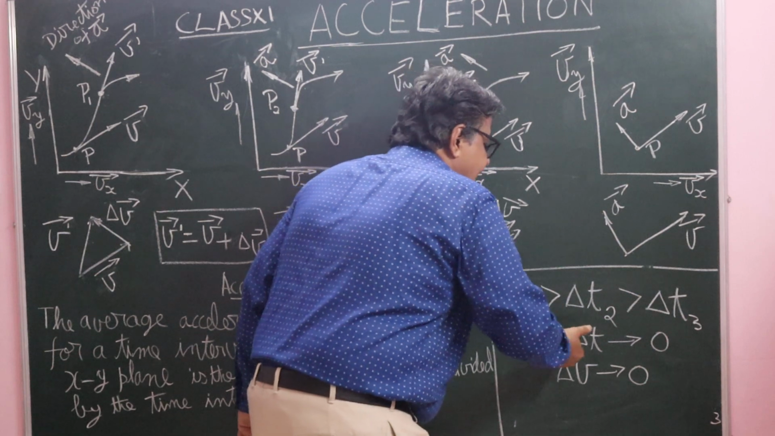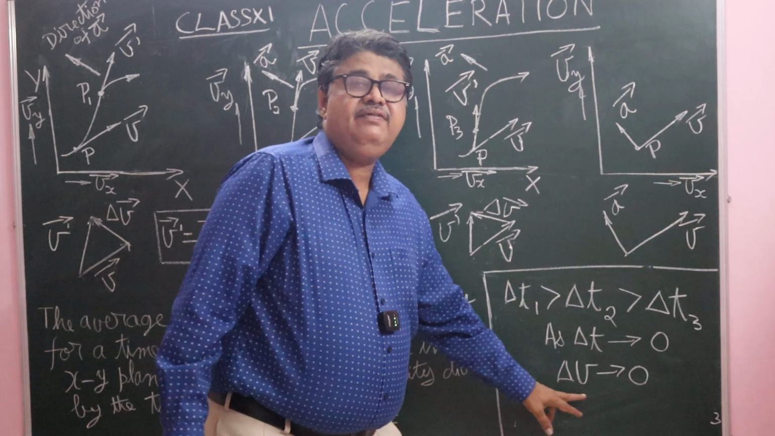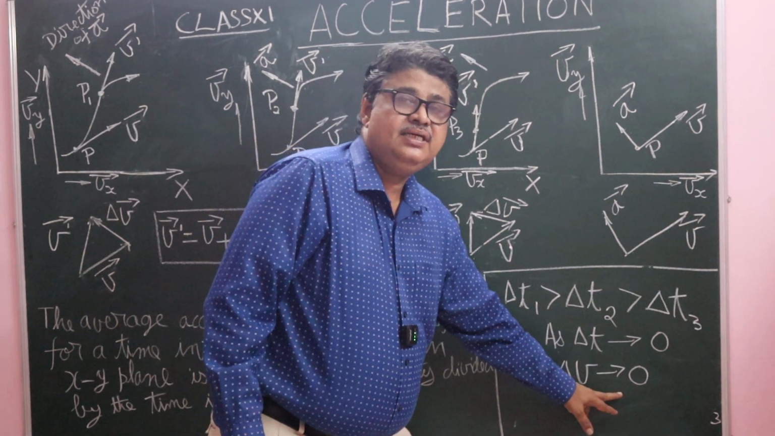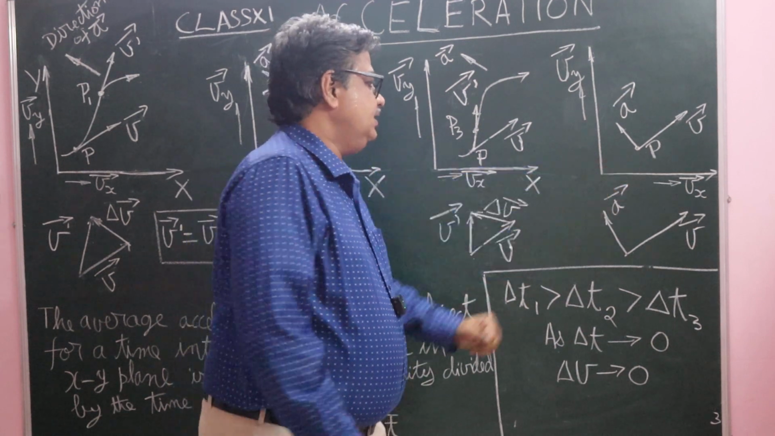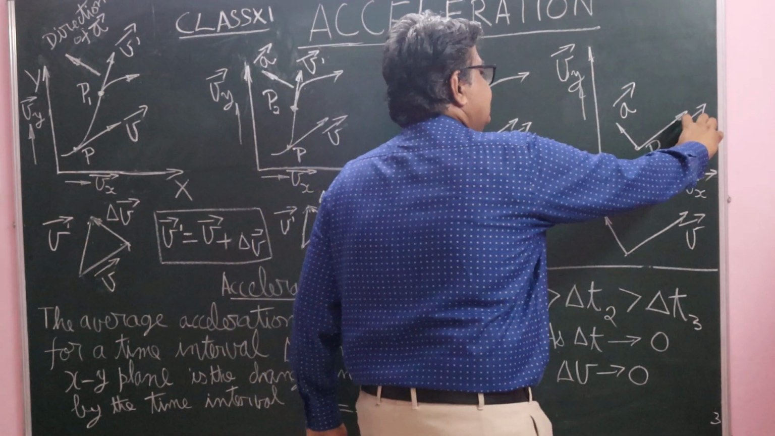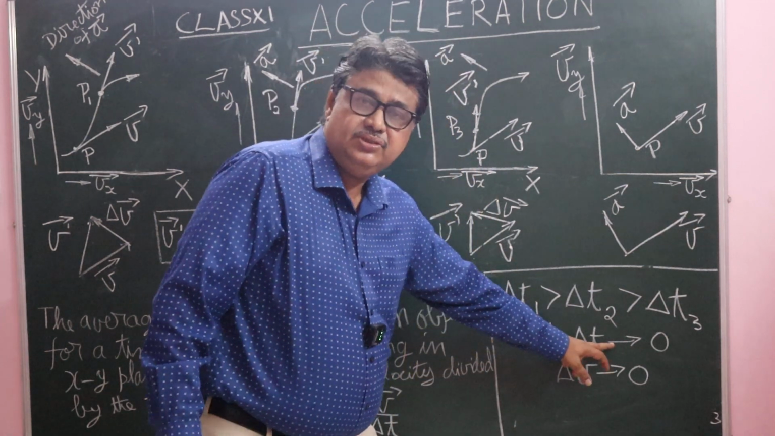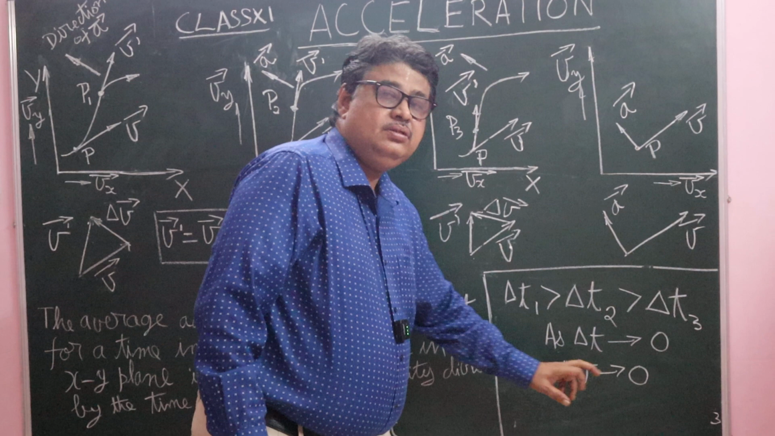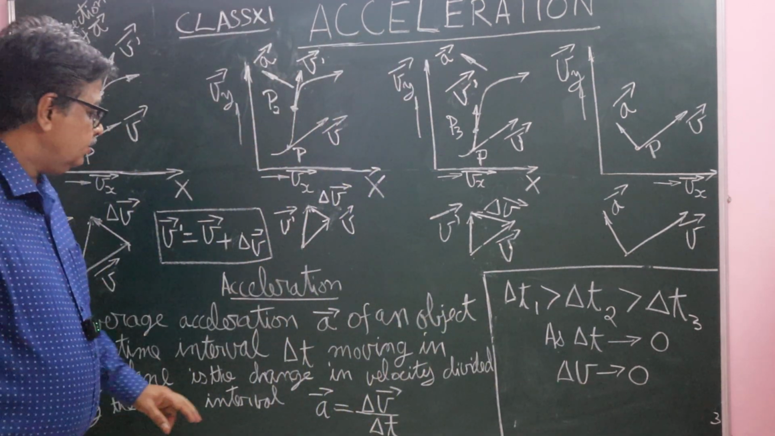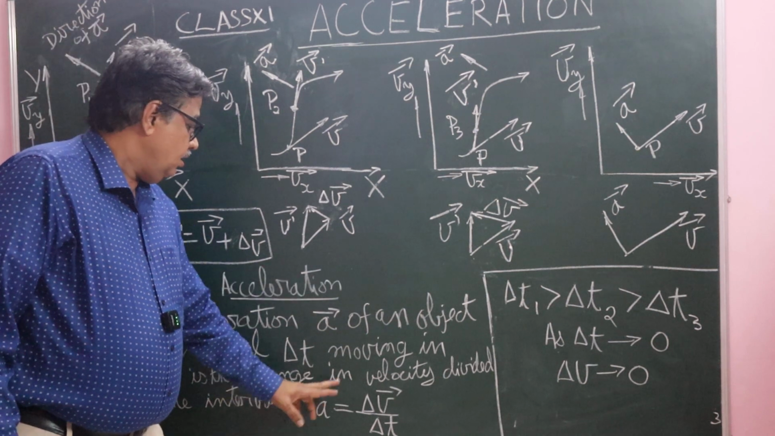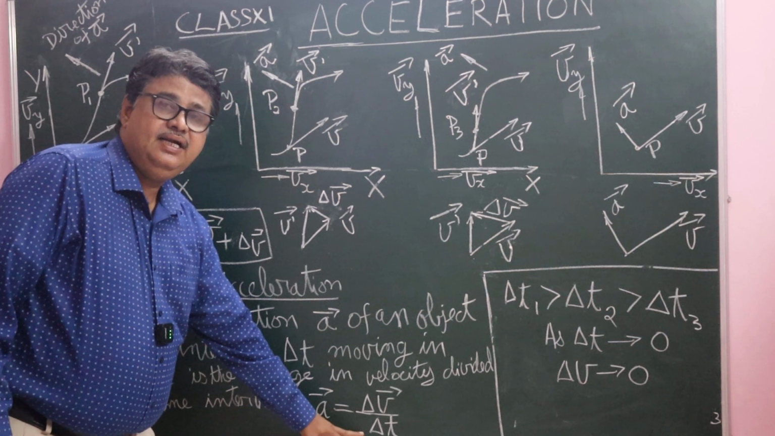Therefore, as del t tends to 0, del v tends to 0, the change in velocity becomes 0. Here you see that there is no change in velocity. This is the direction of acceleration, this is the direction of velocity. Therefore, as del t tends to 0, del v tends to 0. Right. Therefore, according to the formula, we can write a vector equals del v vector divided by del t.